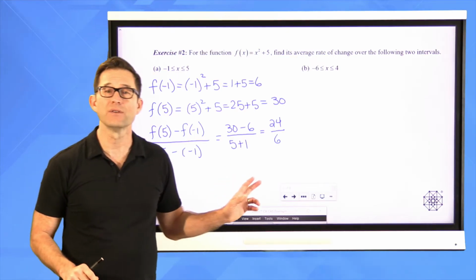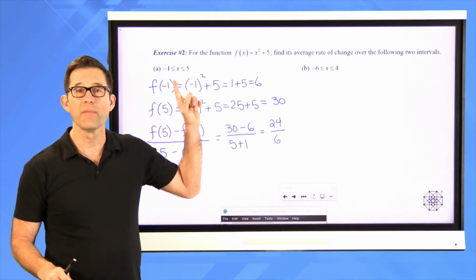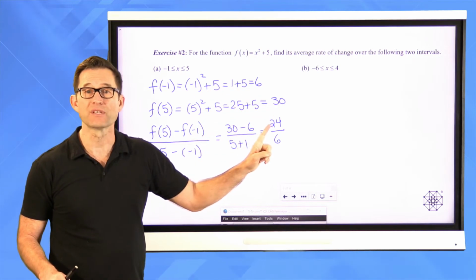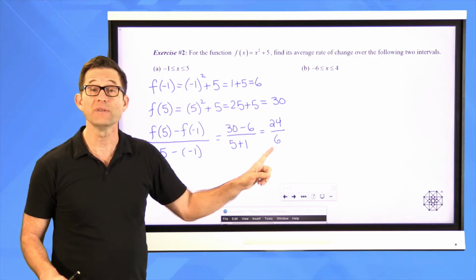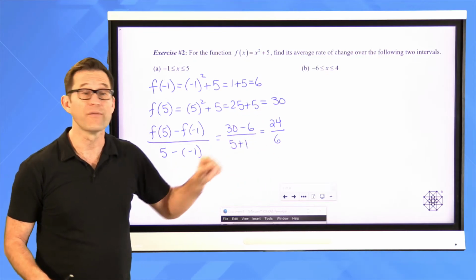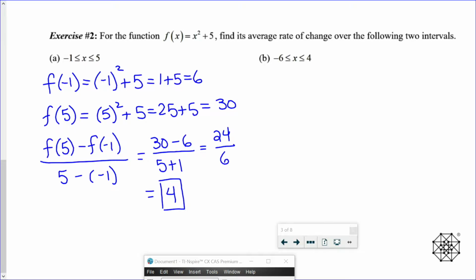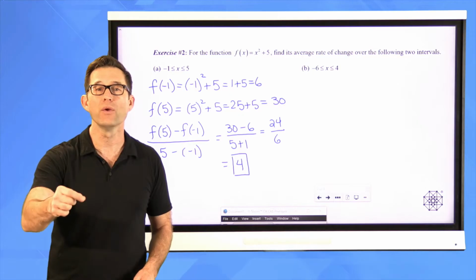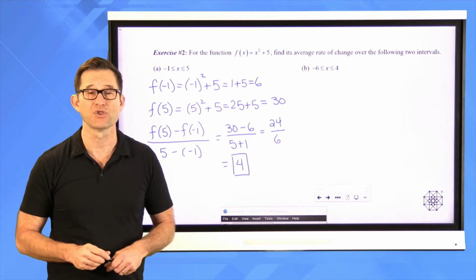Now I'm going to finish this calculation in just a moment, but again, I want you to understand it's very simple. When x went from -1 to 5, y went from 6 to 30, so it increased by 24 units. On the other hand, as x went from -1 to 5, x increased by 6 units, and therefore when I do the final division, I get an average rate of change of 24 divided by 6, which is 4. If there really were units in this problem, the units would be 4 units of y per 1 unit of x. That's what that calculation tells me.